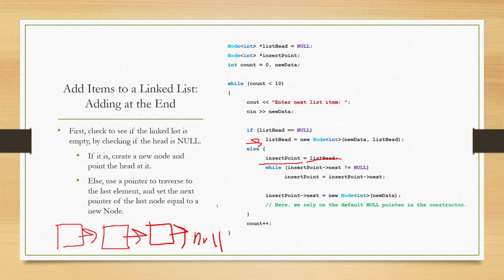So, what it means is that I'm traversing through my linked list, my insert, and I'm looking for this point, the null. If it is null, then I want to add data to it. So, I'm going to insert this new node here. You see here, insert point next equals new node, new data. Here we rely on the default node pointer in the constructor. So basically it's setting up the constructor.